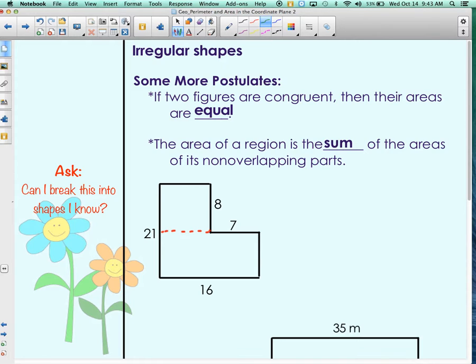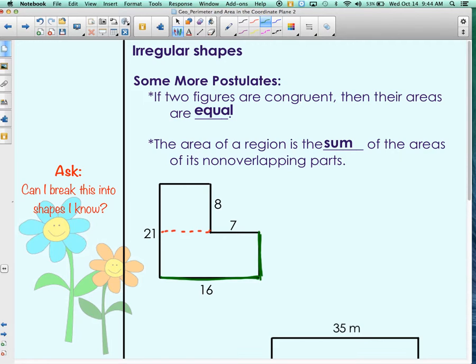If I break it this way, I have a length of 16, right? So I've got a length of 16. What's my width gonna be? Well, the whole thing is 21, and this part is 8. It's not necessarily half of 21. So 21 minus 8 is 17.